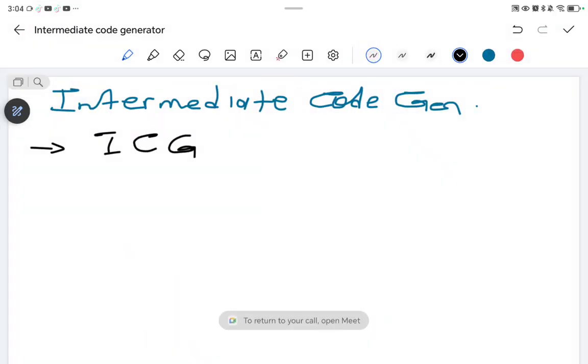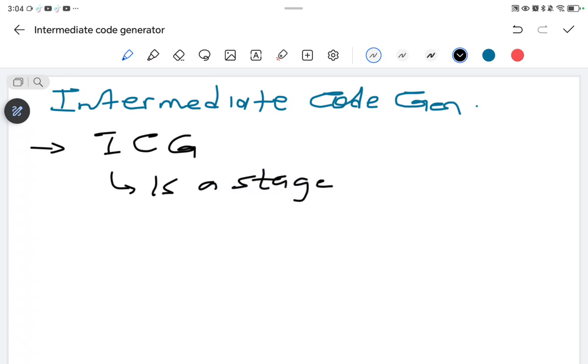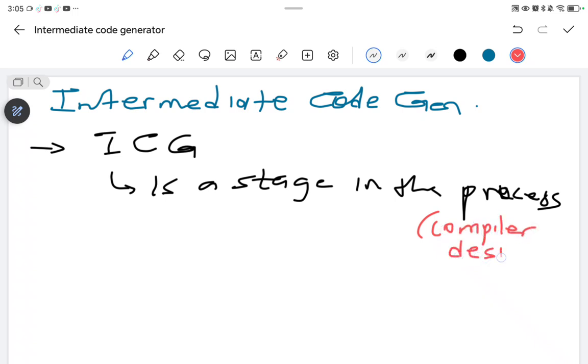So I'm going to label this as ICG, the intermediate code generator. What we know about this one is that it is some sort of a phase or a stage in the process. I can call this process compiler design. Whatever we're doing here is based on compiler design. So we know that the intermediate code generator is a phase of compiling.